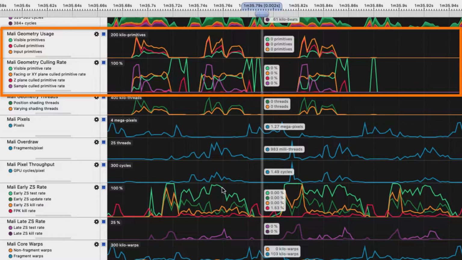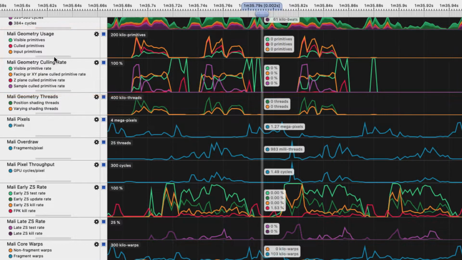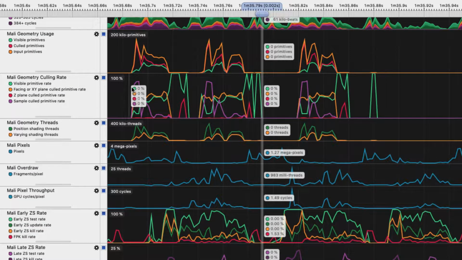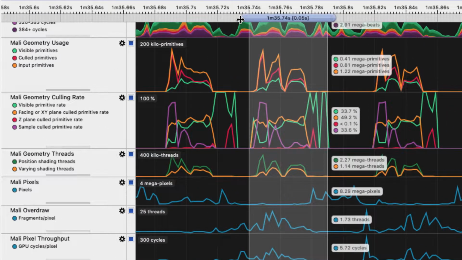The Mali geometry usage and Mali geometry culling rate charts show how efficiently the GPU is processing geometry. Here we can see how many primitives are sent to the GPU, how many of them are discarded during geometry processing, and how many actually end up on screen. In the selected time frame, around 1.2 million primitives enter geometry processing, but around 800,000 are culled at this stage. Work that is culled at this stage is not passed through to pixel processing, so this is good news, but it would be better to organise the content so that non-visible primitives are not passed in at all.